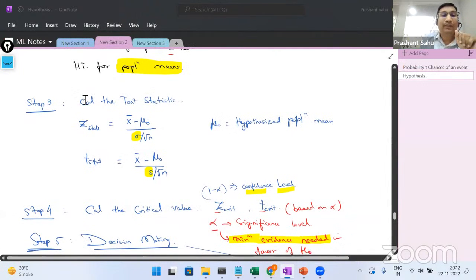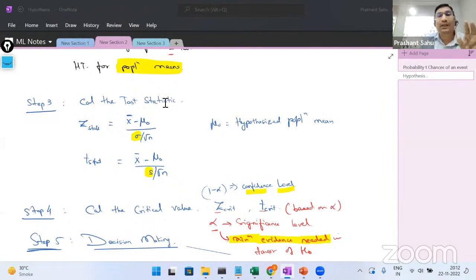Step 3: calculate the test statistic. Let's say I decided to go for a Z test. Then immediately I have to calculate my Z statistic. Or if I say that I want to go for the T test, then I'll have to calculate the T statistic. So this statistic will be chosen based on what test you are going to do. If you are going to go for a chi-square test, then there is a separate formula for the chi-square statistic. That I will show you, it is there in my Jupyter notebook already.